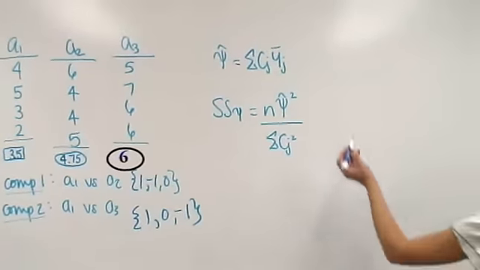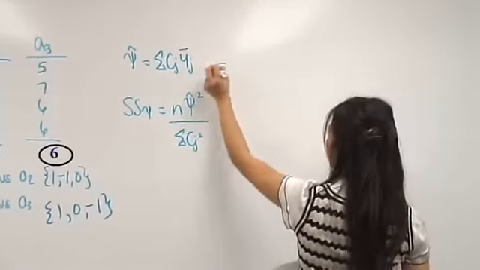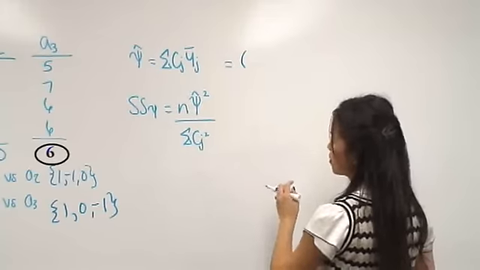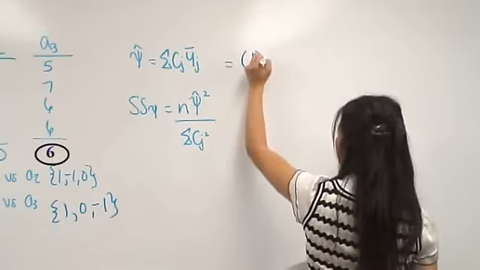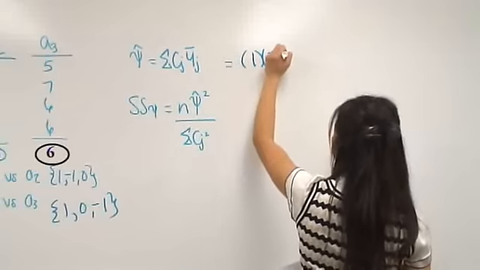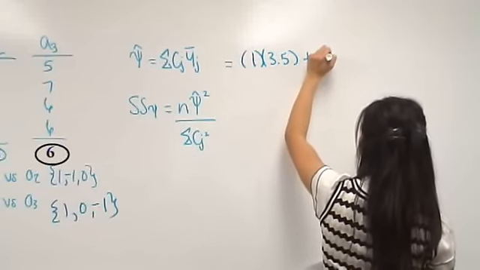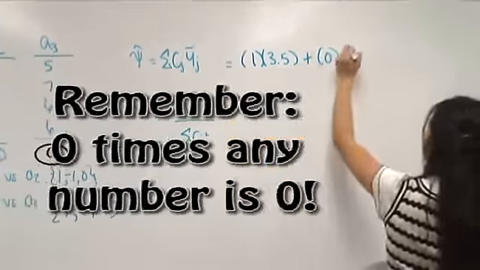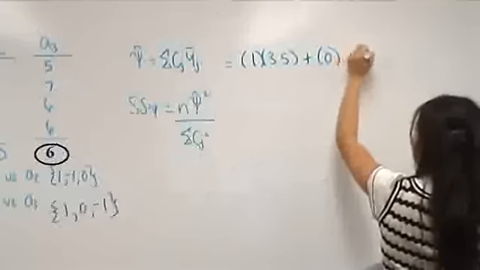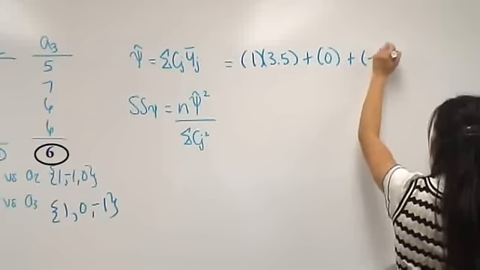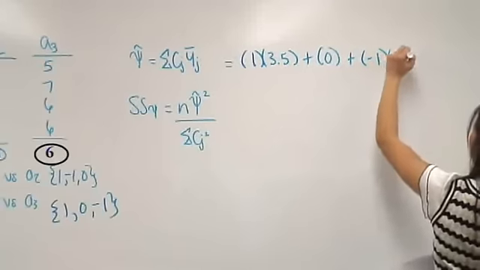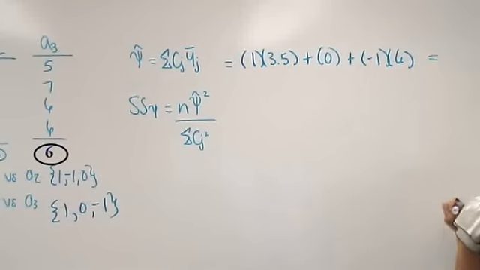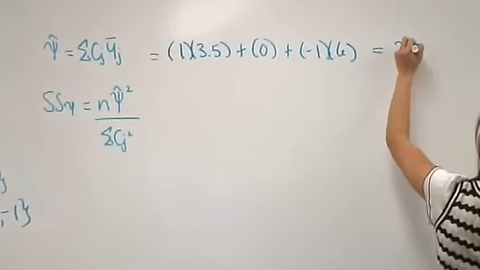So I'm going to plug the same numbers into my equations up here. Again, that is the sum of all my coefficients times the means of each of my groups. So the coefficient for A1 times the mean of A1 is 3.5. And I could leave out group 2 because my coefficient there is 0. And then my coefficient for A3 is -1, and my mean for A3 is 6. So when I calculate that out, I'm going to get 2.5 minus.